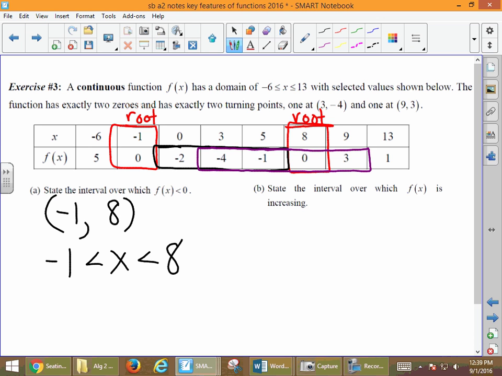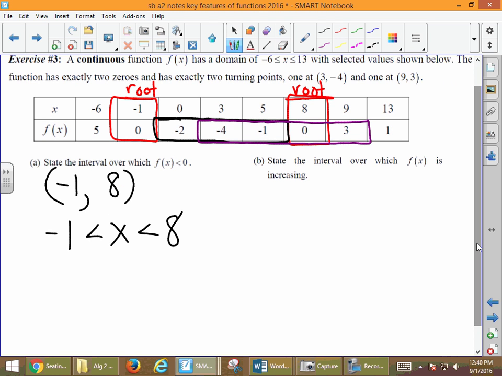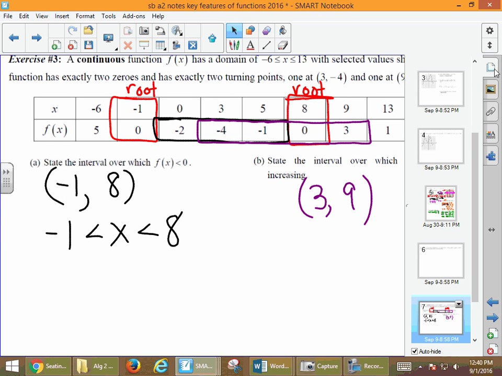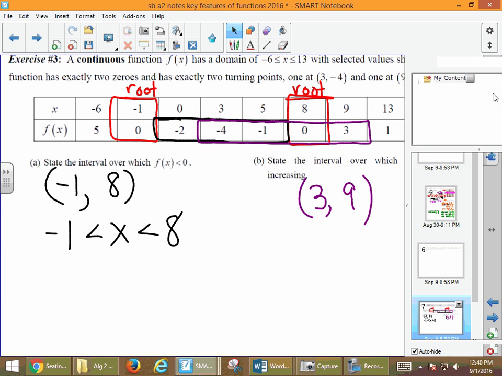And again, if you don't see that on the table, then let's look at the picture just to make sure that we didn't do something wrong here. But we answer in terms of the x's. From 3 to 9 is where we're increasing. So I know you don't have a graph on your paper, but let's look at the picture anyway. I'll draw the graph up here, maybe.